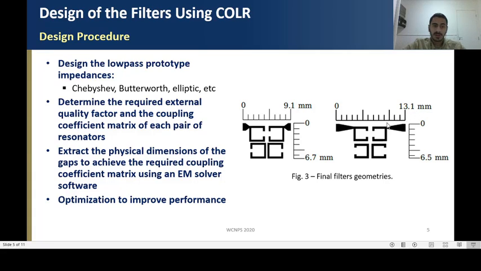The design procedure of these filters consists basically of, first, designing the low-pass prototype impedances, which is based on the type of the filter, a Chebyshev, a Butterworth, a Zolotarev, or other. Then, we must determine the required external quality factor and the coupling coefficient matrix of each pair of resonators. Next, we must extract the physical dimensions of the resonators, which is related to the coupling coefficient matrix. For this, we must use electromagnetic solver software. And finally, we can proceed with an optimization process to improve the performance of the circuit.